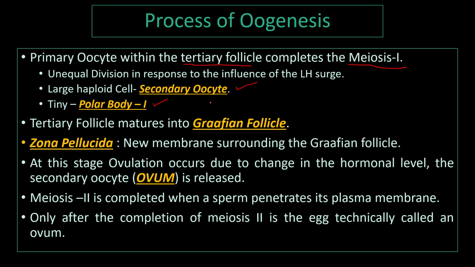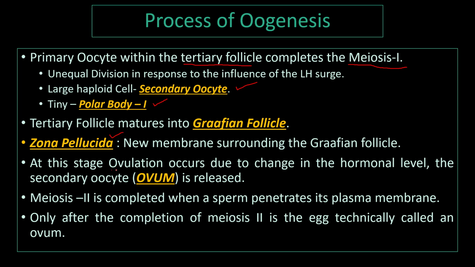Now this tertiary follicle at this time matures into Graafian follicle, and the Graafian follicle is going to get another layer, a new membrane is formed, the zona pellucida. So this new layer, new membrane around the Graafian follicle is called zona pellucida. Now remember, at this stage when you have the Graafian follicle and the zona pellucida with the secondary oocyte, the ovulation occurs.